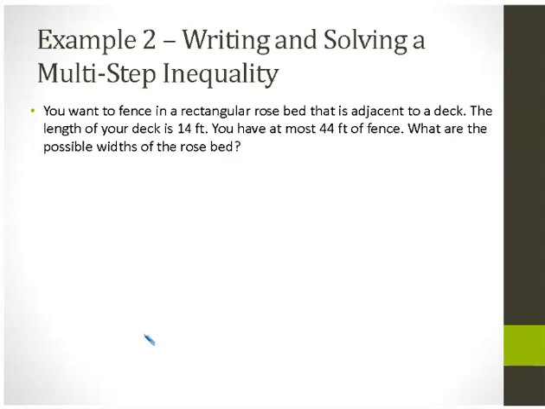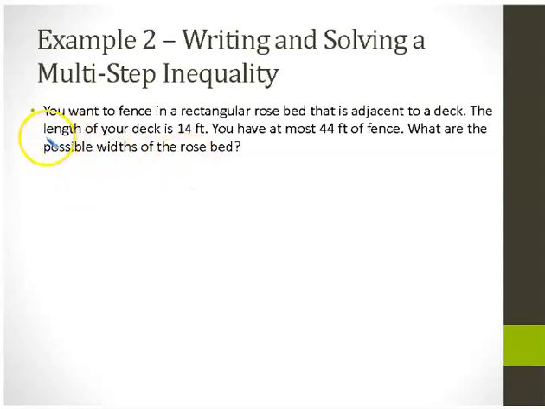So let's look at another example here where we're having to write and solve a multi-step inequality. So what's going on here? Well, we have a fence for a rectangular rose garden or rose bed that is adjacent to a deck. We know the length of the deck is 14 feet, and we have no more, or at most, which means the same thing, 44 feet of fence. Okay, that's the most we have. So we want to find out what are the possible widths of the rose bed.